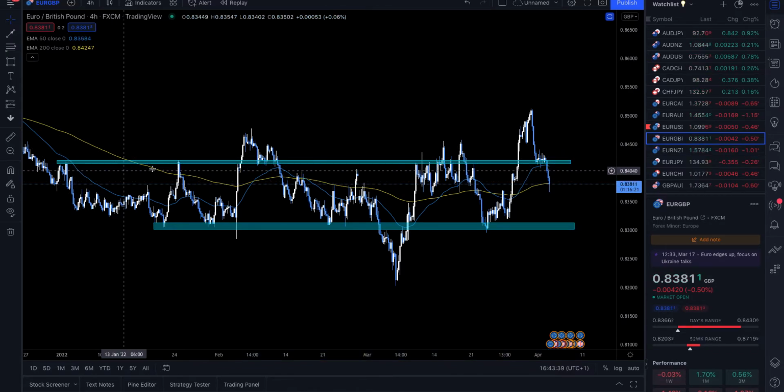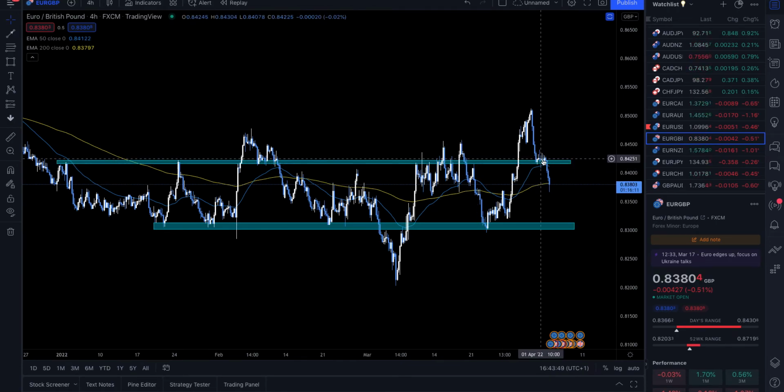So we've had our first rejection, second rejection, we've had price break through. This same zone then acted as a floor and then acted as a ceiling multiple times across this region here, and then acted once again as a floor over here. So there's our second most significant region.